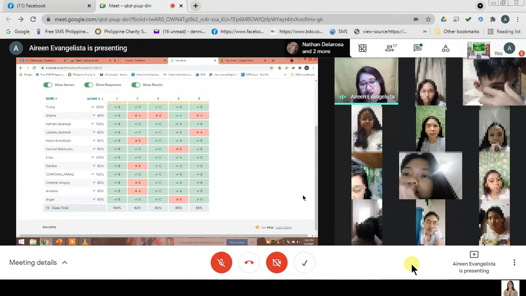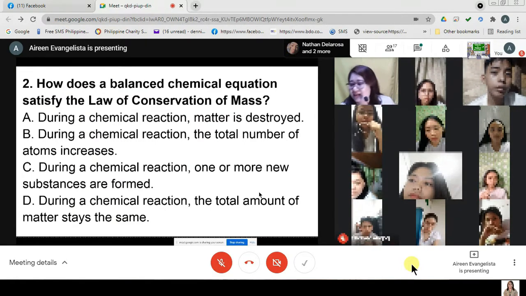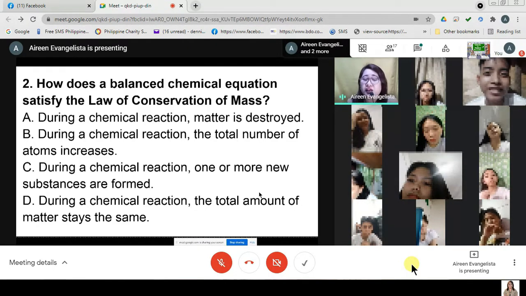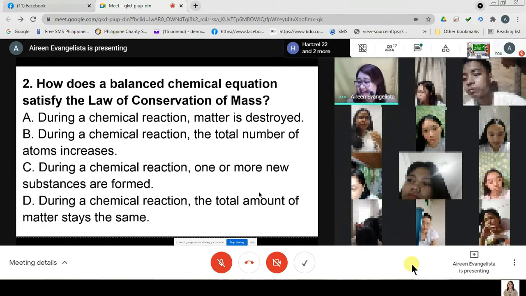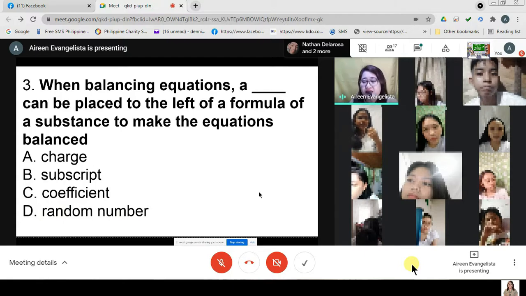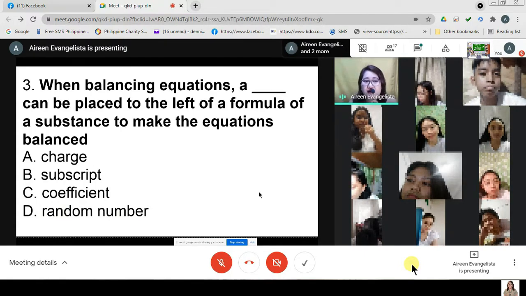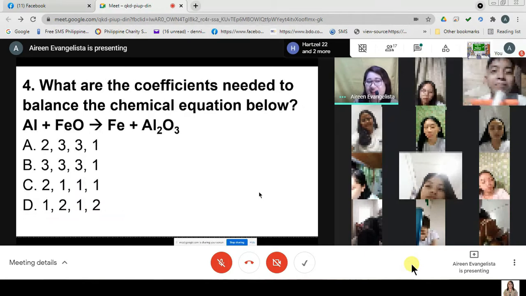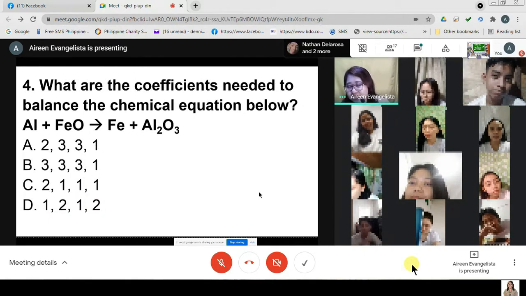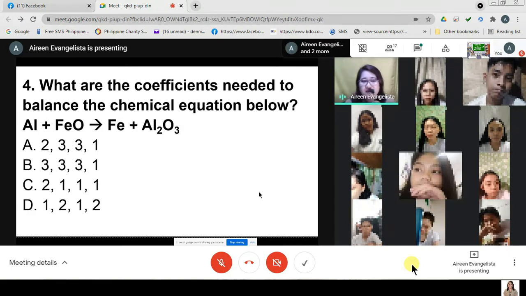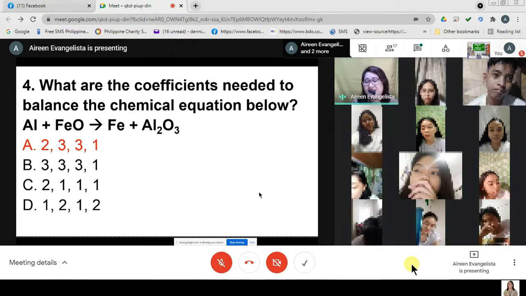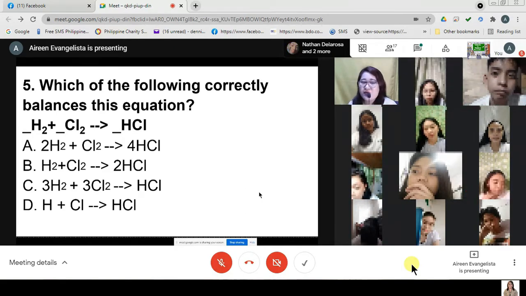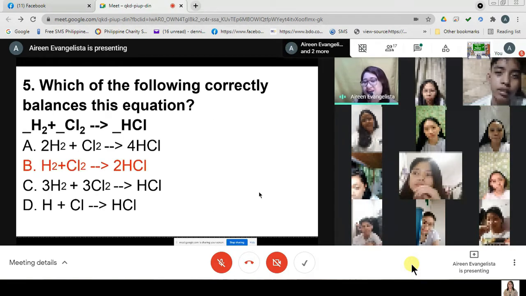For number 2, let's check that number 2. Shalmar! Letter D. Actually, the answer here is letter D. During a chemical reaction, the total amount of matter stays the same. Number 3, name this. Catalina Erica. The correct answer is C, coefficient. And for number 4, name this. Yes, Arabella. Letter A is the correct answer. And for number 5? Raymond. Letter B. Okay.